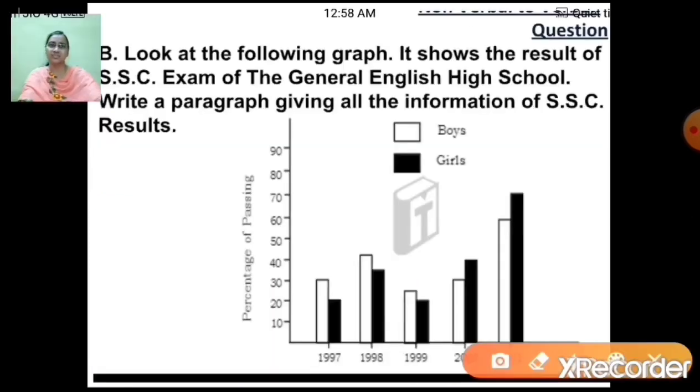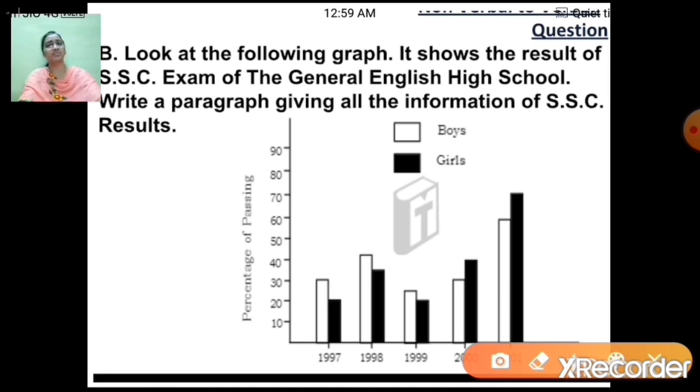Now the next question was, look at the following graph. It shows the result of SSC exam of the General English High School. Write a paragraph giving all the information of SSC result. Now this was a graph given.